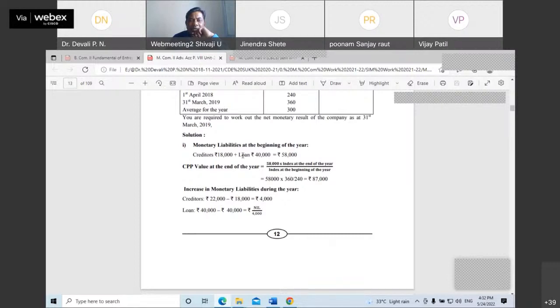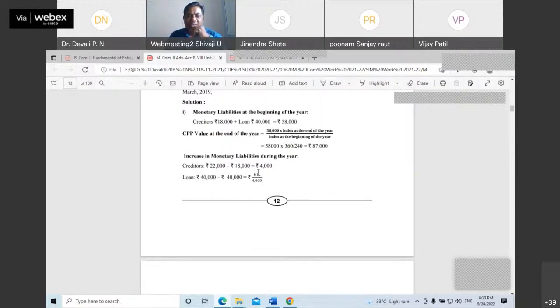Now we have to calculate the CPP value at the end of the year. So 58,000 into index at the end of the year upon index at the beginning. At the end, 360 is there. At the beginning, 240 is there. So 58,000 into 360 upon 240. After making the calculation, we will get rupees 87,000.